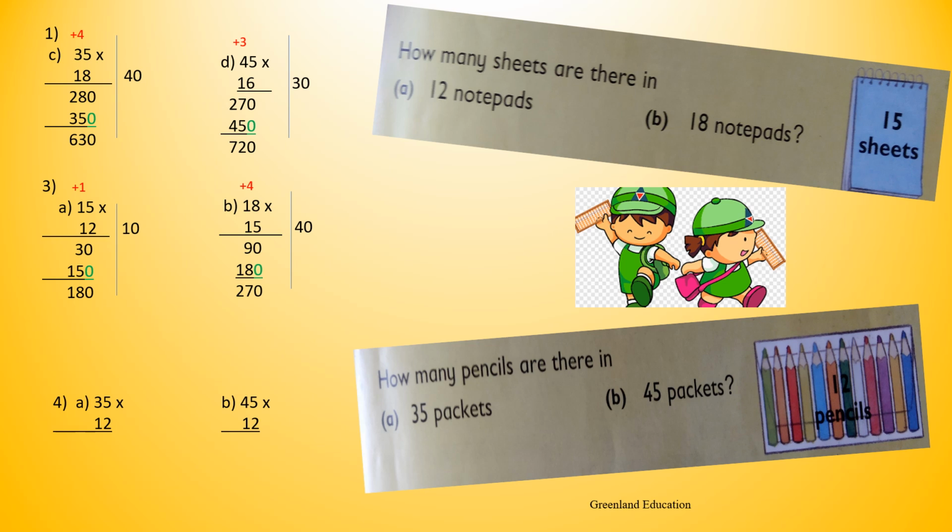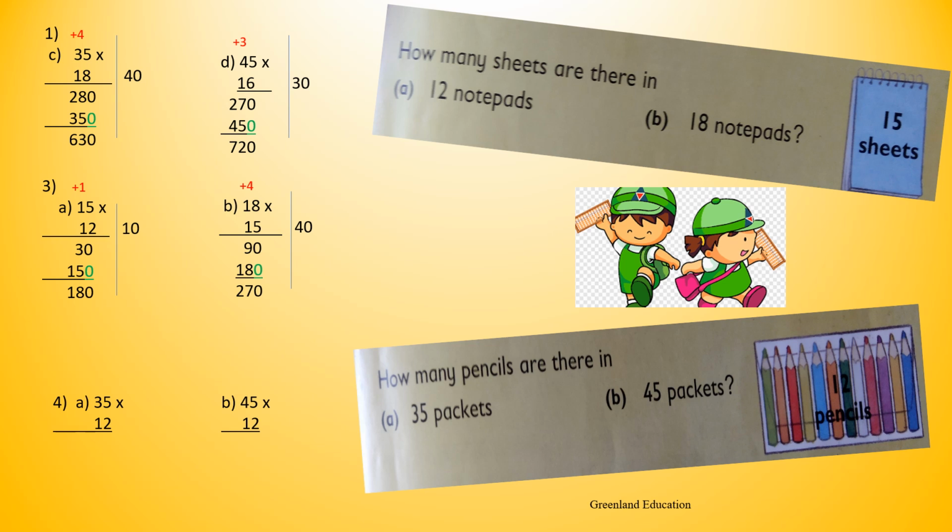In first question, A and B, you can do according to method 1, which I have explained in page 21. I will take question number 1C to explain the standard method. Here 35 you should multiply by 18. First we will multiply 35 by 8. 8 times 5, 40. From 40 you have to take the 0 and write it below 8. Take the remaining 4 as plus 4 and write above number 3.